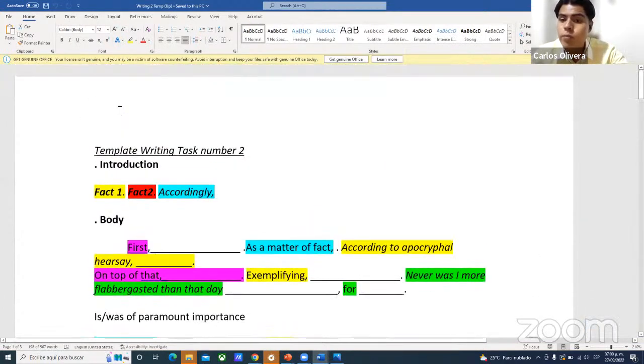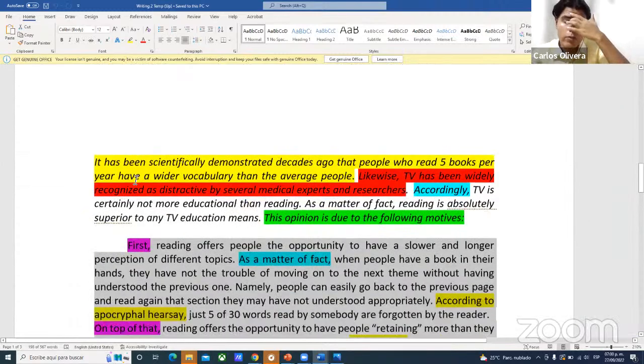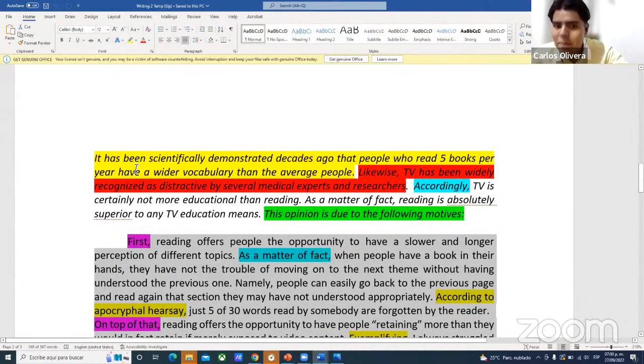So as I said, please read the new template that I gave you. Study it, because tomorrow we're going to use it and we're going to practice together. Okay, so please read it and study it because it's going to be super important for tomorrow's class. All right.